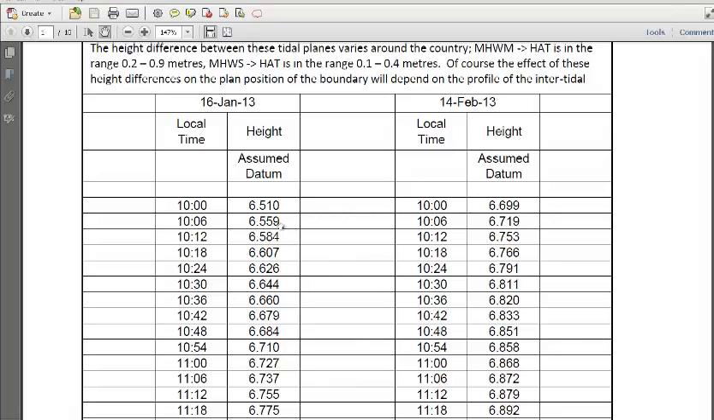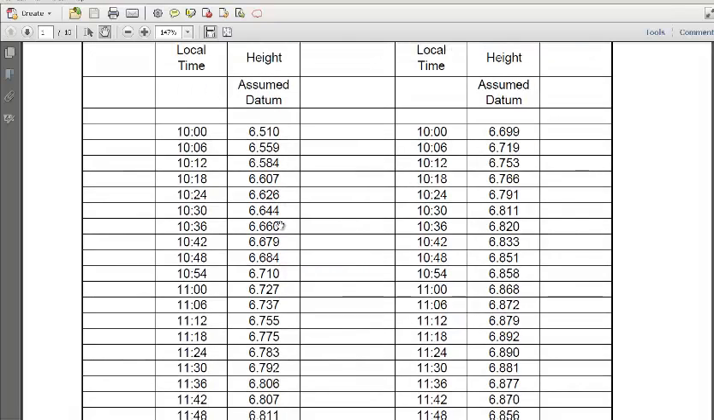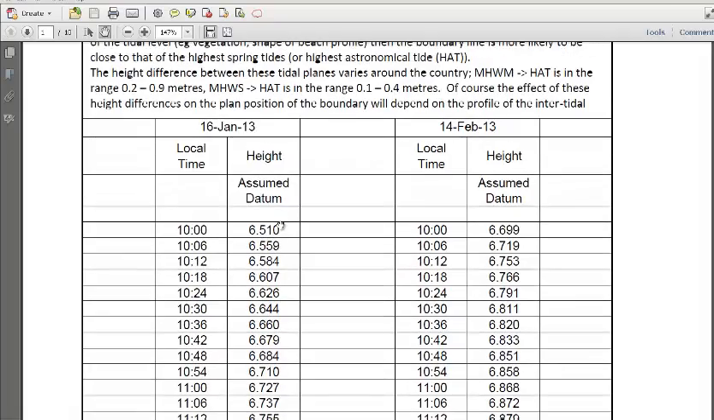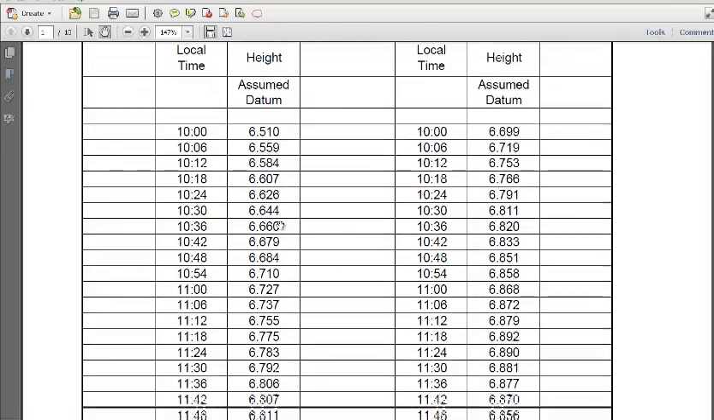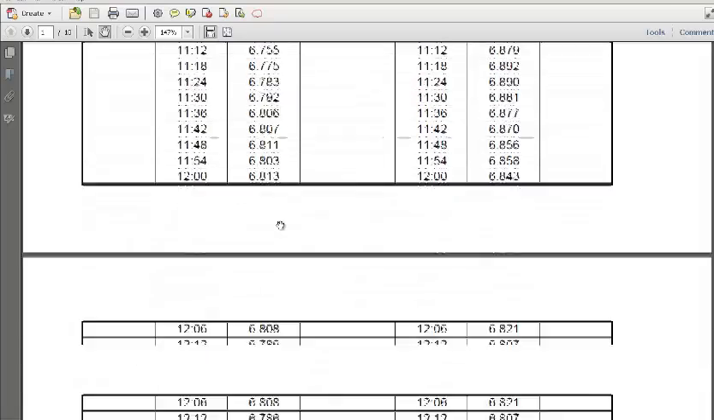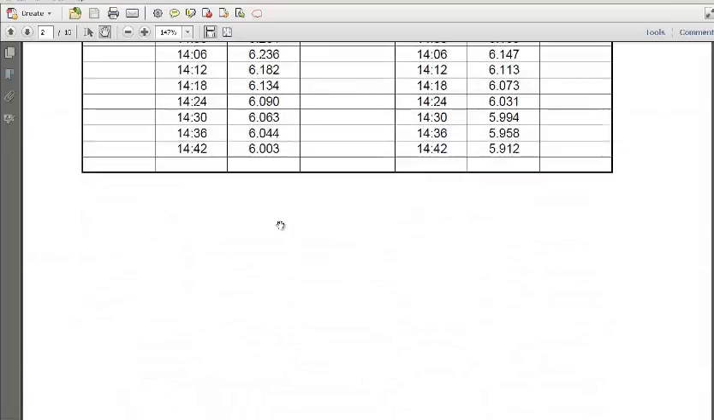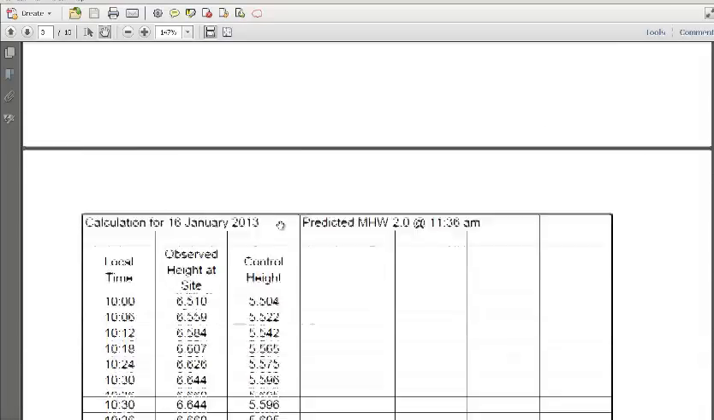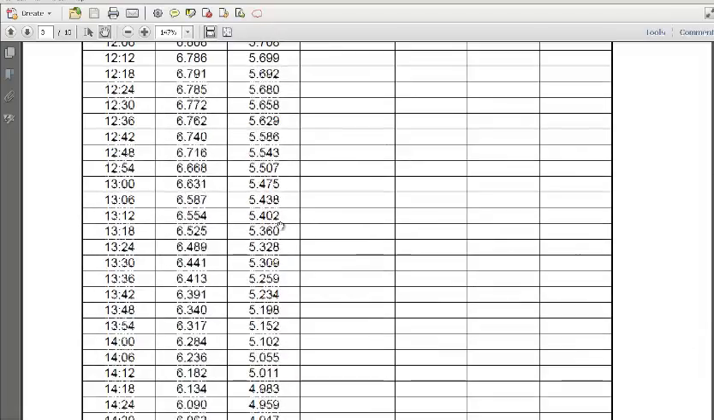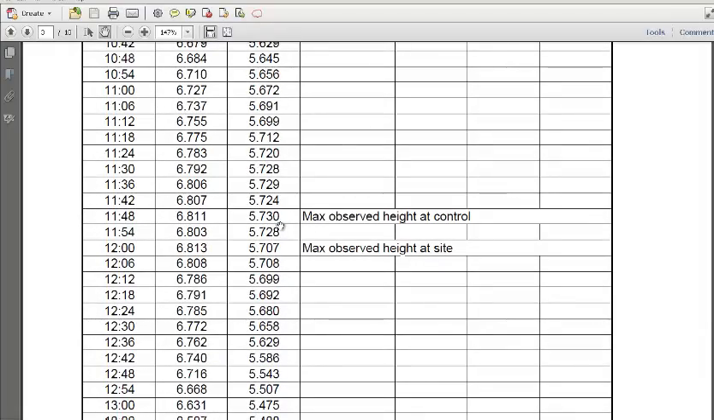So here we have the simulated data that I have obtained via the Tauranga tide gauge data for 2 different days. We're going to look at each one and reduce the data or do the calculation. So just here we have the maximum observed height at the control station at 11:48, maximum observed height at the site at 12 noon. So I've just put a little bit of a phase shift in the simulated data there, just to make that happen.